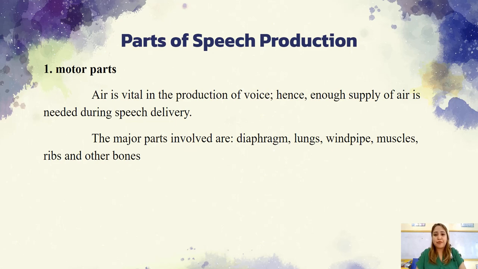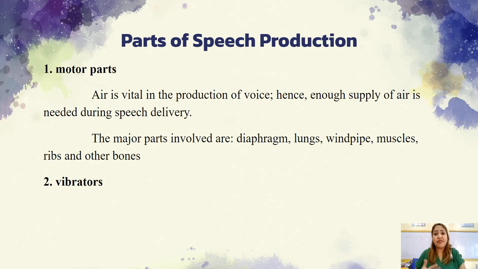The lungs are composed of air sacs, wherein inside the air sacs you can have the small veins, we can call them bronchioles, and it is actually attached to the windpipe, or in scientific term we call it trachea. We also need to involve the ribs and other bones, though they don't produce air, but they protect the motor parts.